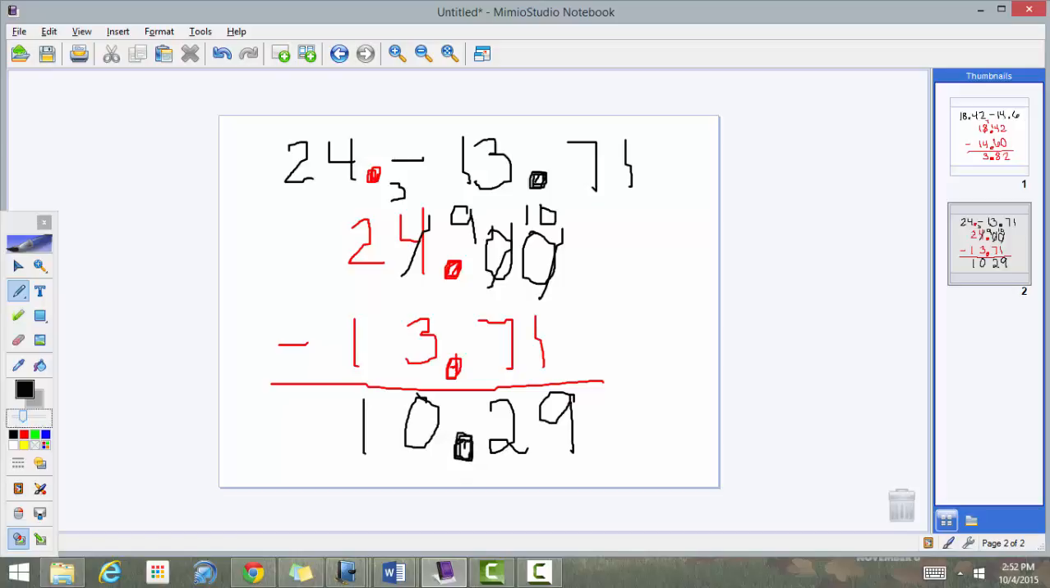Don't forget about that decimal point. You drop it straight down. And that would be my final answer, 10 and 29 hundredths. If you recall, at the beginning of this second problem, when I estimated my answer and said that 24 minus 14 is 10, my answer is awfully close to that, which means I did it correctly.